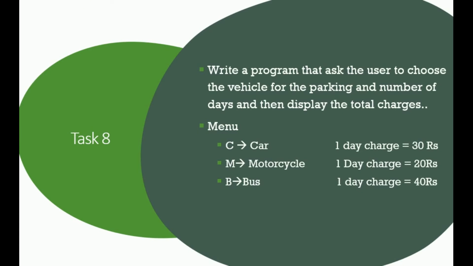Task number 8 is to write a program that asks the user to choose the vehicle for parking and the number of days and display the total charges. The menu will be to ask the user to enter C for car, M for motorcycle and B for bus. The per day charge for car is 30 rupees, per day charges for motorcycle is 20 rupees and the per day charges for bus is 40 rupees. You have to display the total charges depending upon the number of days and the vehicle the user has selected.